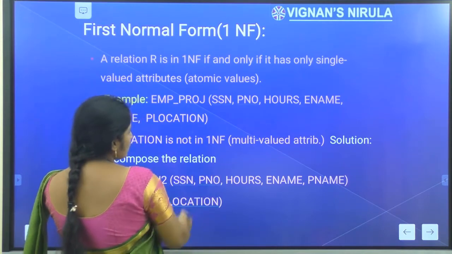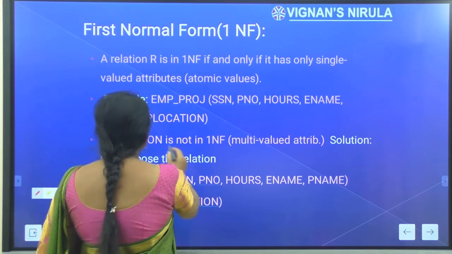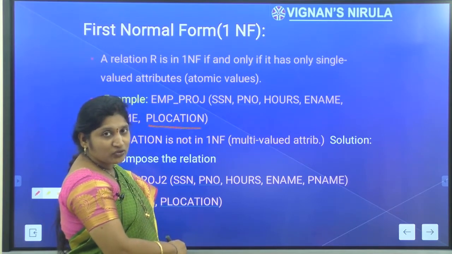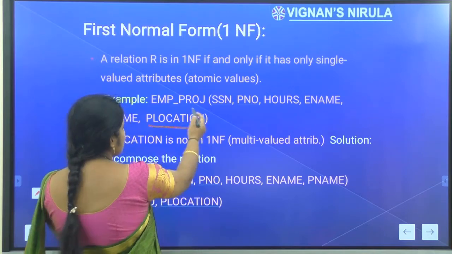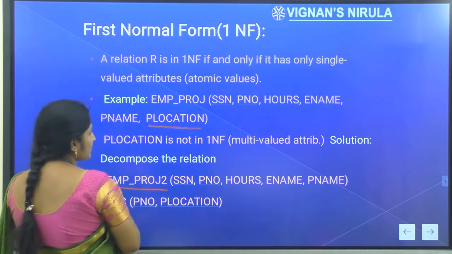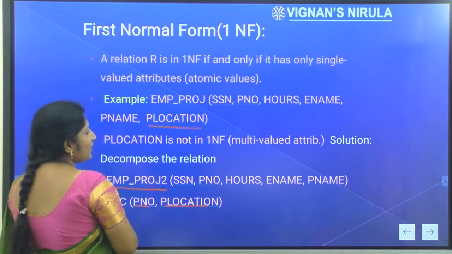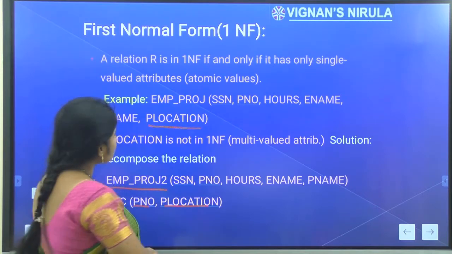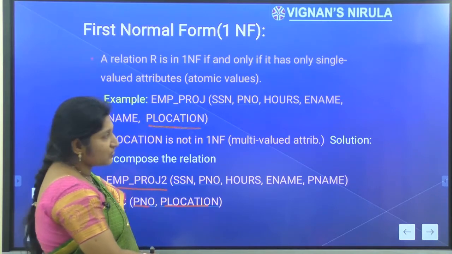If I consider this, the project may be located in several locations. It has more than one value for the P location, so it is not in 1NF. I can divide this employee project table into two sub-relations: employee project 2 and location. In the location table, I can have P number and P location divided into 2 or more tuples where the multi-valued attribute is present. Likewise, I can have single-valued attributes in each and every sub-relation.